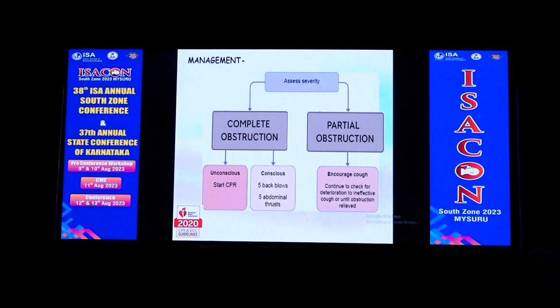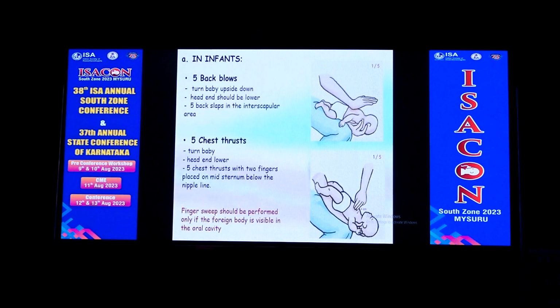Now if there is worsening of symptoms and there is evidence of complete obstruction, that is muffling of sounds, no cough, and the child is not responding, then immediately, if the child is an infant, we have to give 5 back blows and 5 chest thrusts. Sit on a comfortable chair, hold the child, turn the child and give 5 back slaps in the interscapular area.